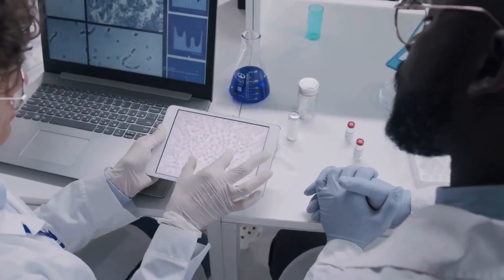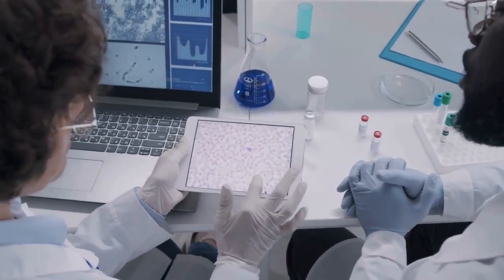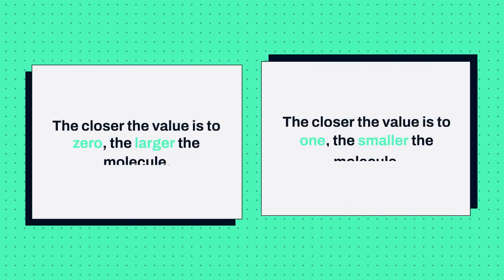Most molecules of interest will have a KAV value somewhere between 0 and 1. The closer the value is to 0, the larger the molecule. The closer the value is to 1, the smaller the molecule.